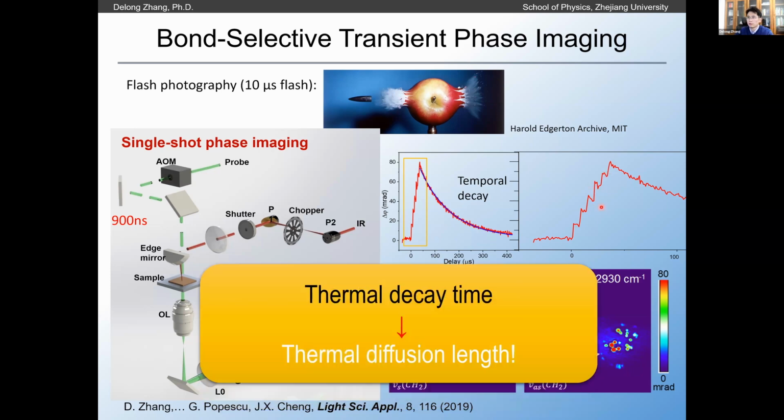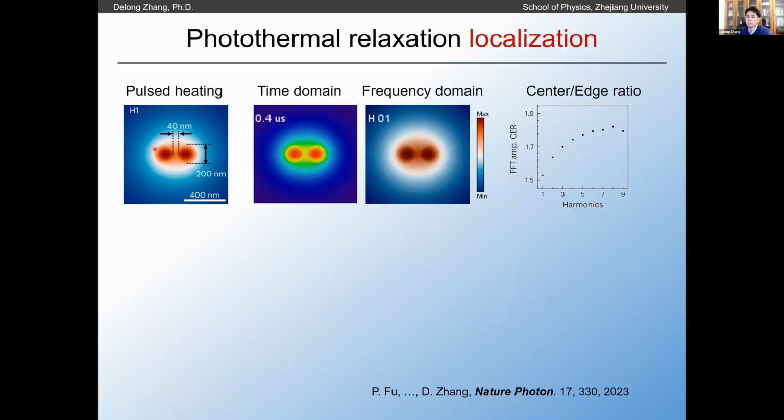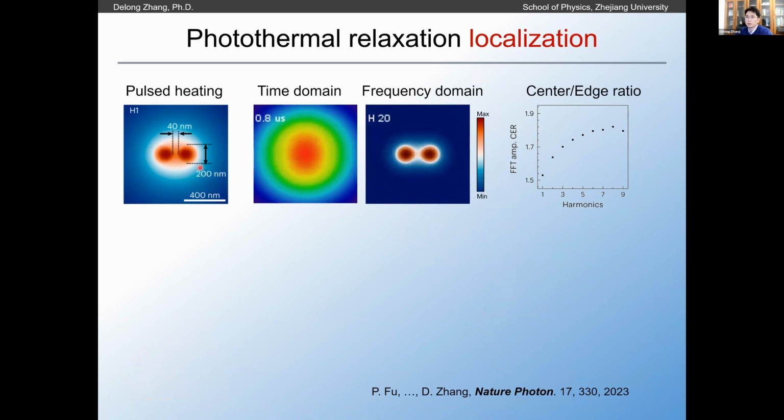And this actually triggered us to think that this thermal decay is so fast that we can convert it, if you multiply time by velocity, to a spatial length, a physical length, which is the thermal diffusion length. So we modeled and simulated this in COMSOL, using two beads with a size of 200 nanometers and a surface distance of 440 nanometers. And we simulated the heat dissipation of these two beads after the initial heat absorption.